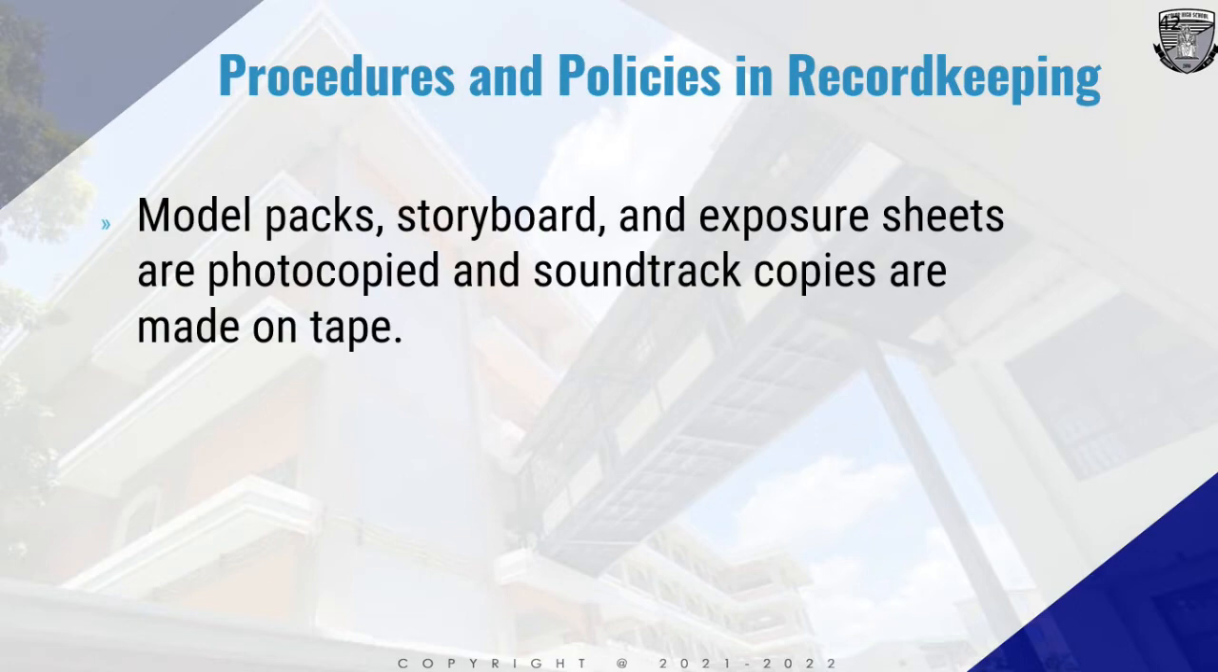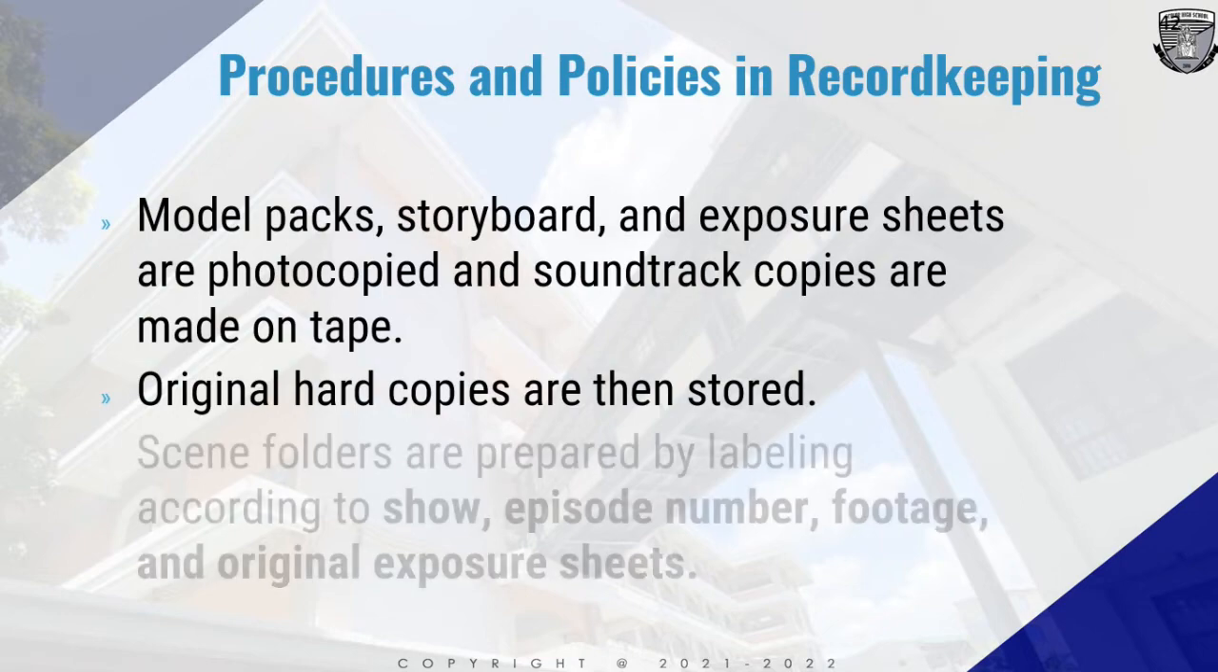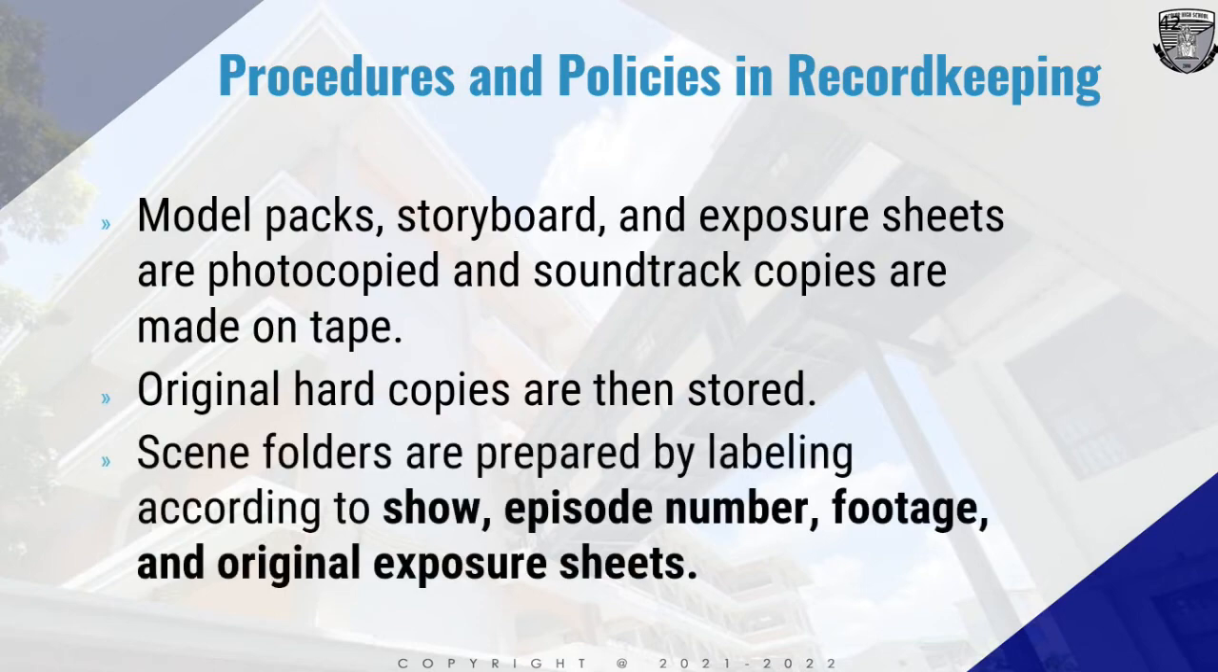Okay, so model packs, storyboards, and exposure sheets are then photocopied and soundtrack copies are made on tape. So these copies will then be placed on a file that needs to be recorded, and the original hard copies are then stored. The scene folders are prepared by labeling according to show, episode number, the footage, and original exposure sheet. So basically, all the documents that you will need for the production will be placed on what we call our scene folder.